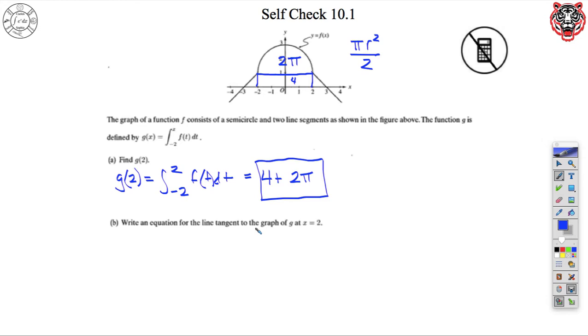I'll give you one. So the height of 1 comes from this 4. So there's no initial condition. If this g of x instead was g of x is equal to, I don't know, 3 plus the integral from -2 to x of f of t dt, then we'd have an initial condition of 3, but there is no initial. The initial here is 0.